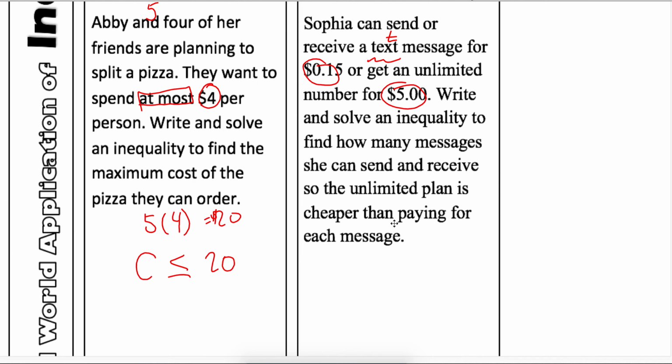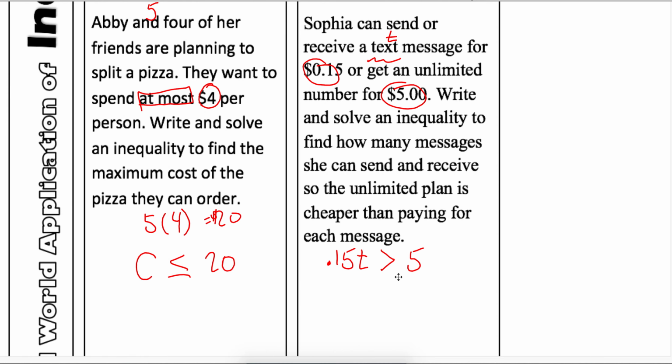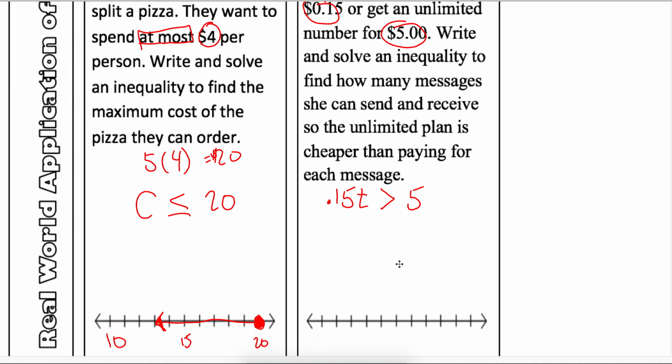cheaper than paying. This is like that other problem we did up there with the number of games we can play. 15 cents per text message. And we want to know, when is that going to be greater than $5? Because when T tells me that it's going to be greater than $5, that's when we would switch to that other plan. So we want to divide by 0.15 to both sides.